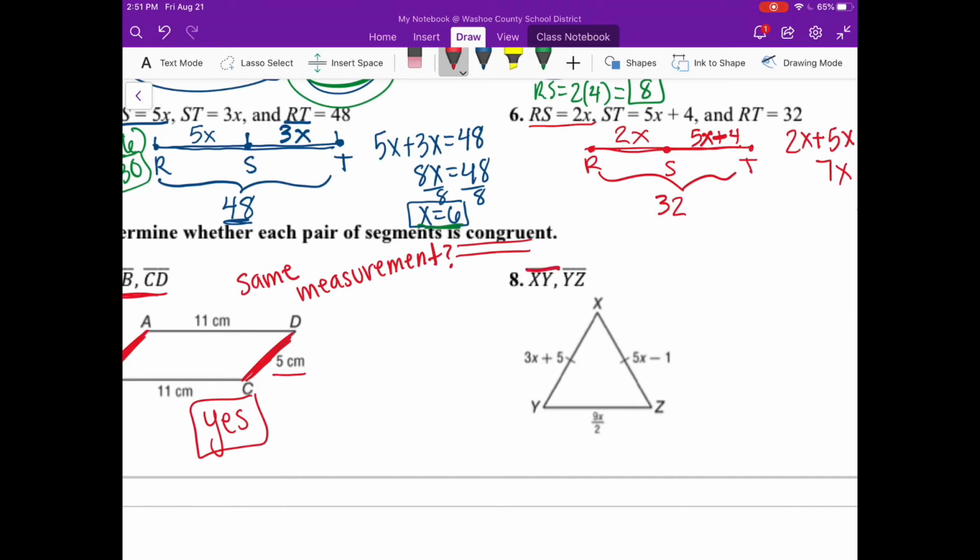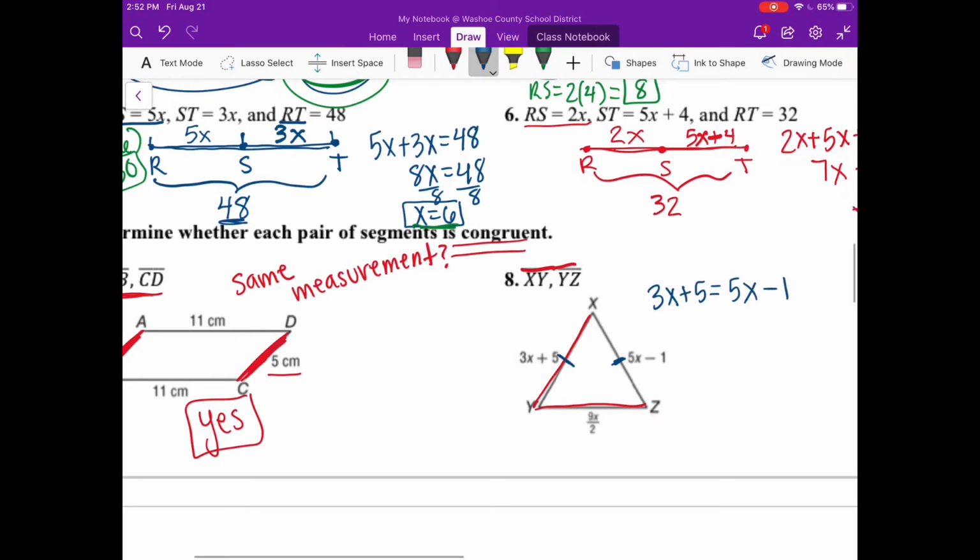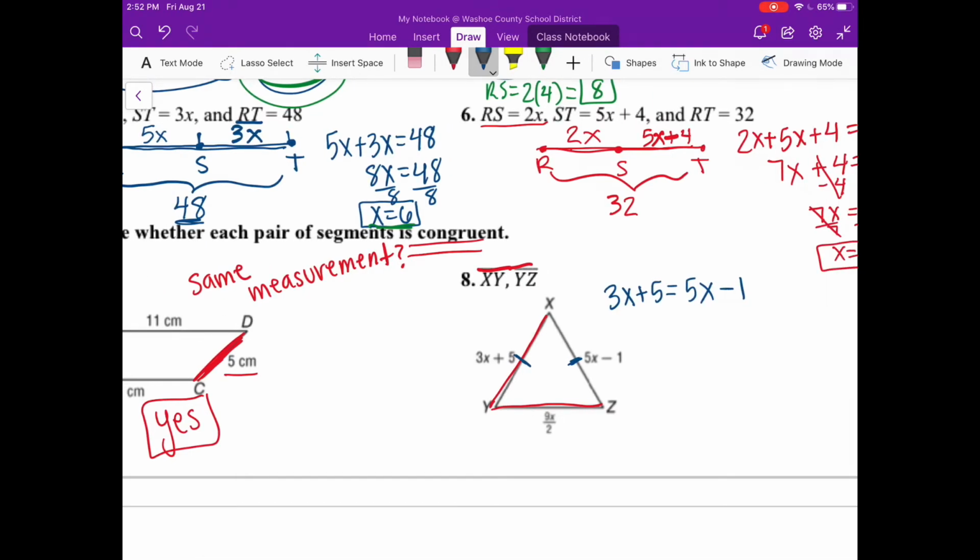On this end, we have XY, so this side, and YZ, this one. So for this one, we have to do a little bit more work, okay? We can't just look at this one and determine whether it is congruent or not. But we can do a little bit of math based on the markings in this picture. So I know if it has these two markings, I can set those sides equal to each other because those markings mean that these are congruent. But I'm not asking about XZ, I'm asking about YZ.